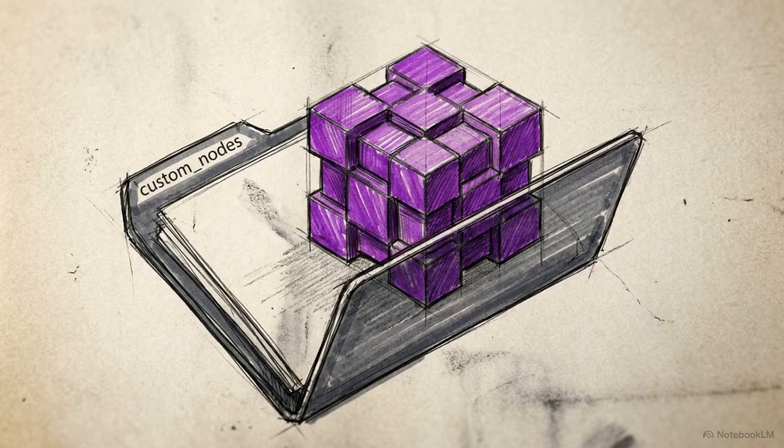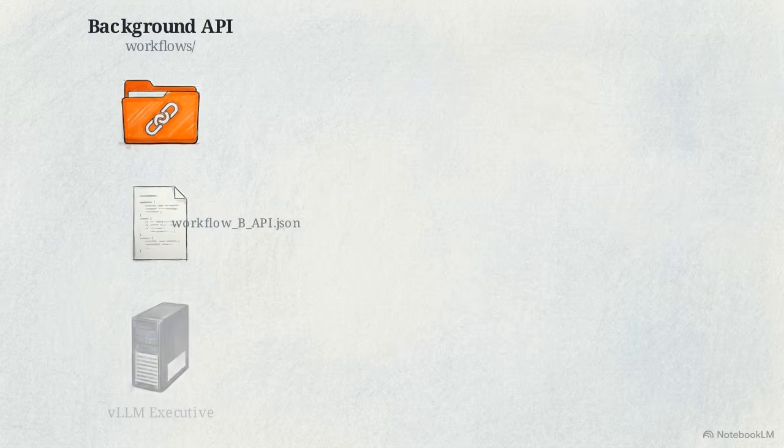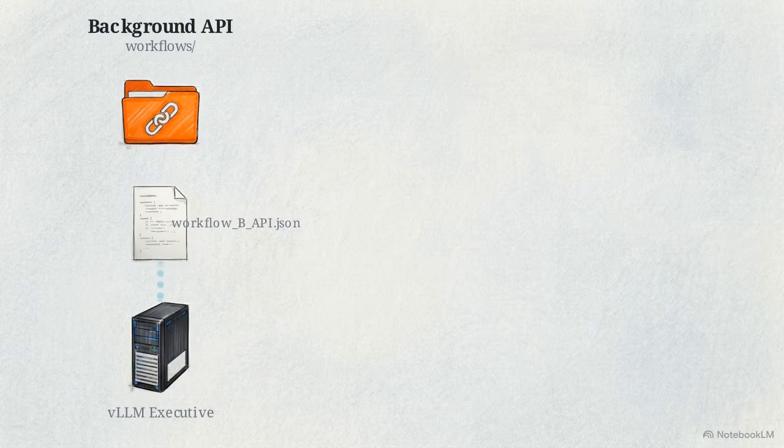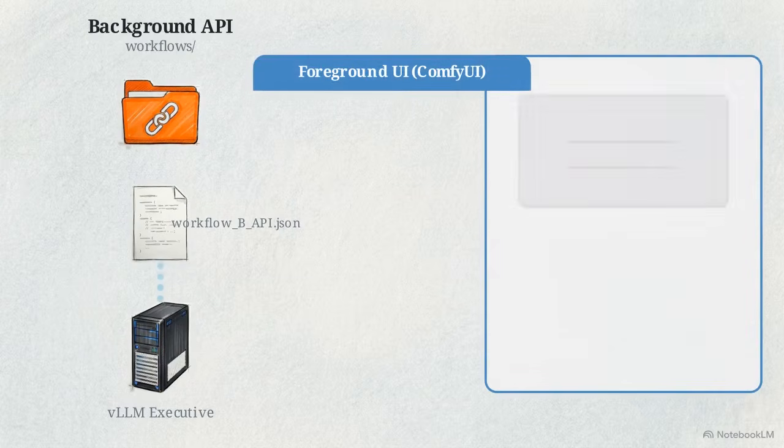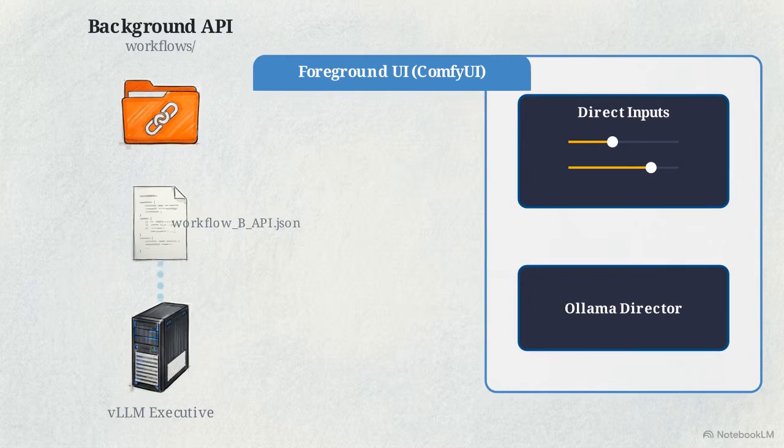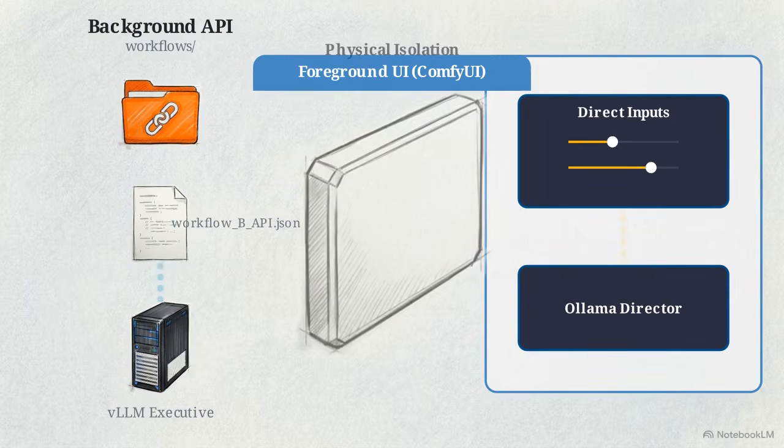Next, download the ComfyUI Multi-Modal Agent Node pack from GitHub and place it directly into your ComfyUI custom nodes folder. Here's the data routing. The background API workflow routes commands to vLLM and belongs in your new workflows folder. The foreground workflow handles your direct inputs. It's the only interface you'll actually load and look at inside ComfyUI.